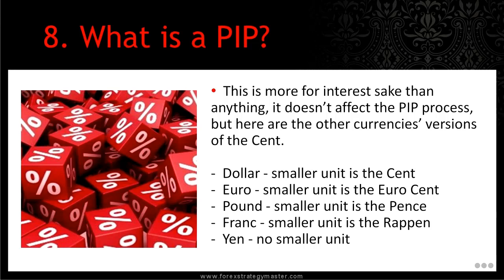Now, the dollar, of course, has the cent. The euro, its smaller unit is called the euro cent. The pound's smaller unit is the pence. The franc's smaller unit is the rappen. And the yen has no smaller unit. The yen is the smallest it can be broken down. So many have the cent, but then there are others that do not have the cent, the pence, the rappen, the euro cent, which is why it's a percentage in point and not a percentage in cents.